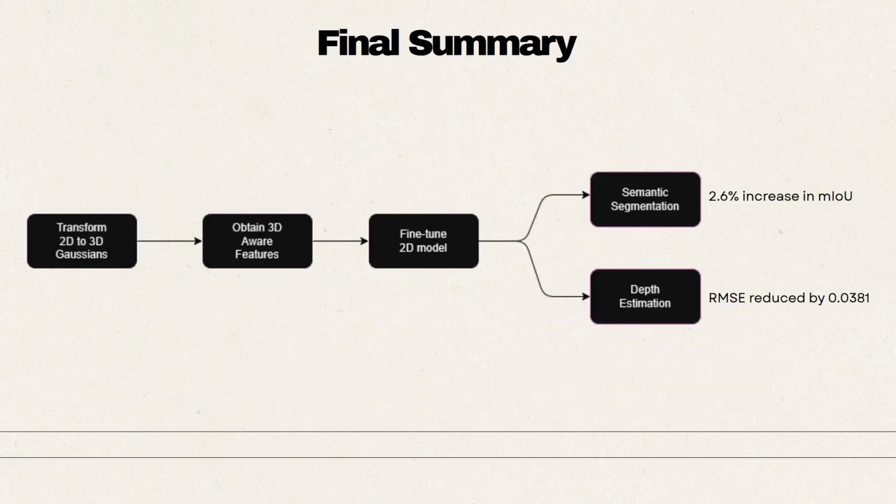Now, finally, to give you a final summary of what's happening, this paper presents a powerful and efficient methodology for injecting 3D awareness into 2D visual foundation models. By transforming 2D features into a 3D Gaussian representation and subsequently utilizing these rendered 3D aware features to fine-tune the 2D model, consistent and notable improvements are achieved in downstream tasks such as semantic segmentation and depth estimation. The method's demonstrated ability to generalize across diverse datasets, including out-of-domain scenarios and other vision transformers, is particularly significant.